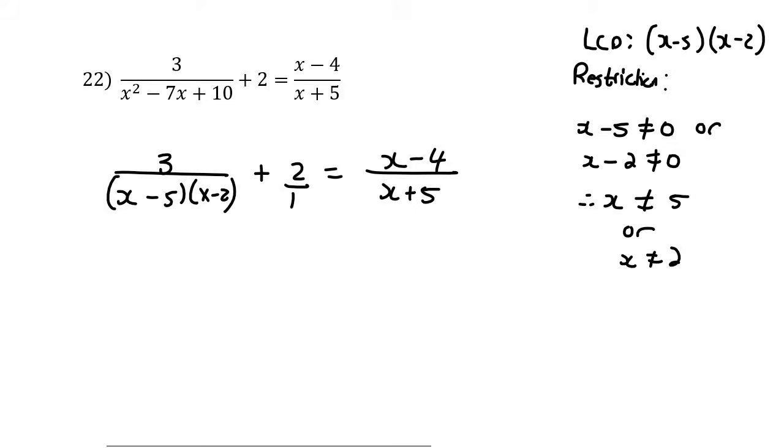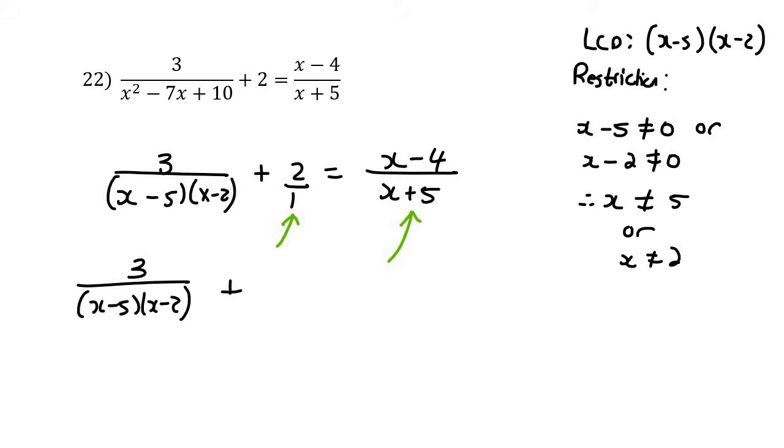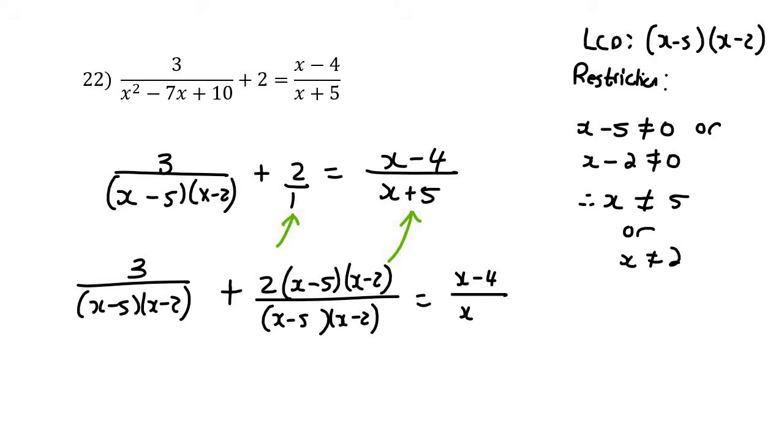Okay, so now we need to make sure that everything has the same denominator. So this one still needs to be multiplied by x minus 5 and x minus 2, and this one needs to be multiplied by x minus 2. So that's going to look like this. This first one has the denominator already, so we'll leave it as it is. The second one will need both. And then the last one needs the x minus 2.